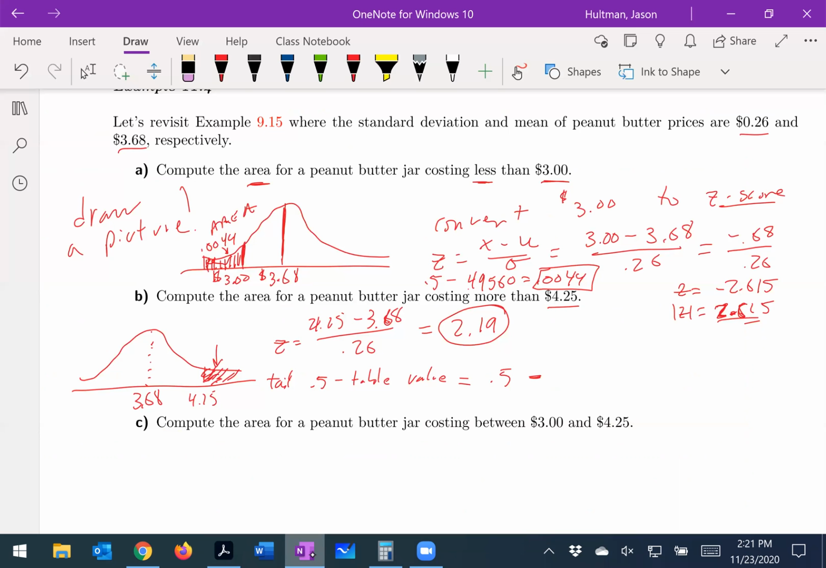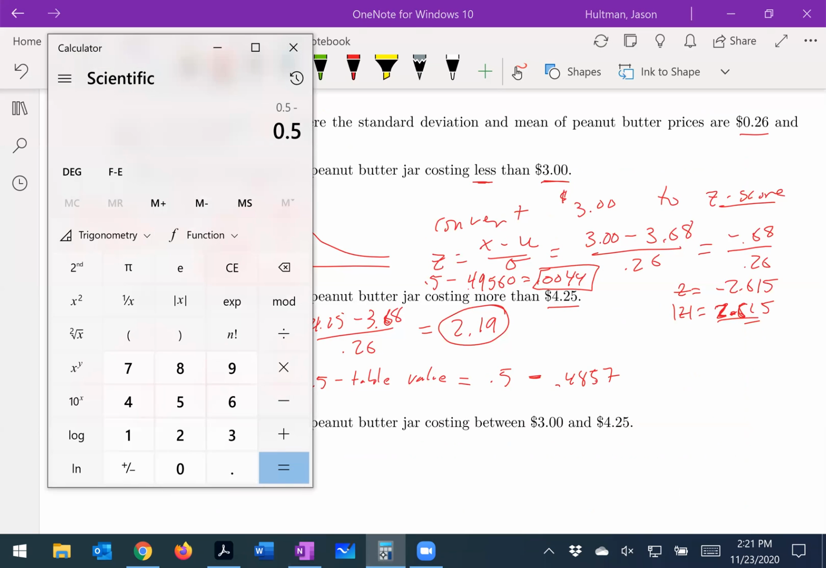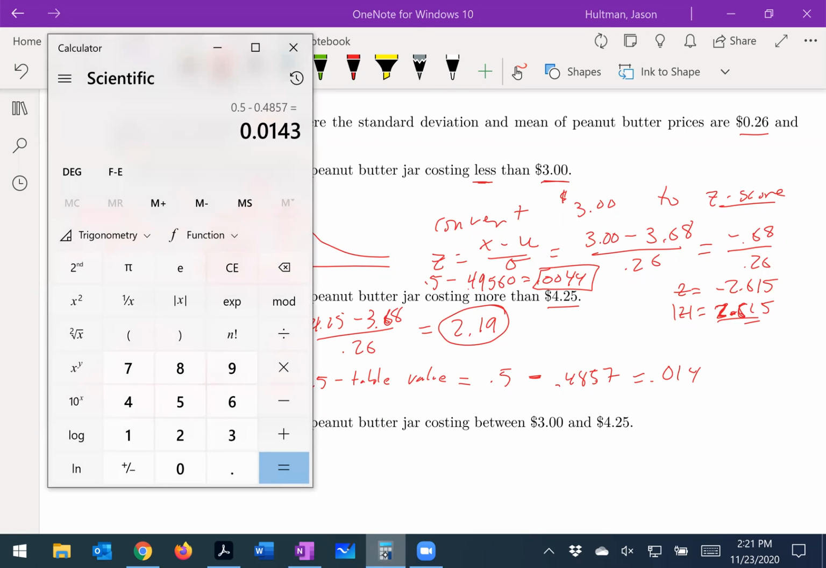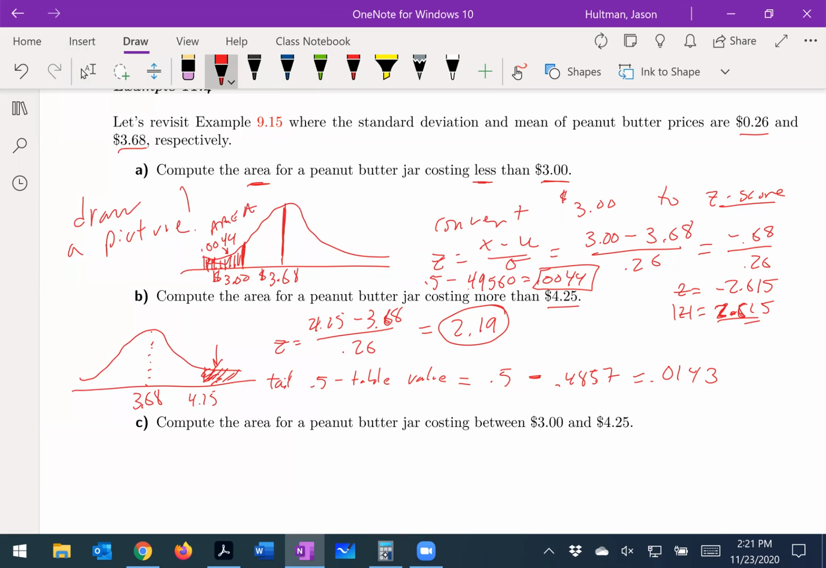Okay, so let's subtract that: 0.5 minus 0.4857 equals 0.0143. Okay, so that's that value.